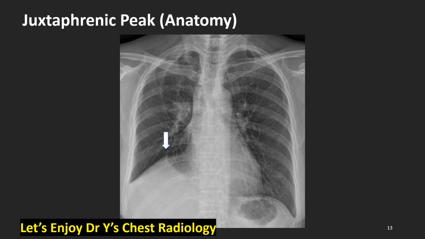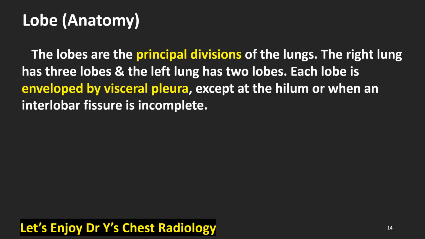Juxtaphrenic peak, anatomy. Arrow indicates juxtaphrenic peak in a right upper lobe lobectomy patient. Lobe, anatomy. The lobes are the principal divisions of the lungs. The right lung has 3 lobes and the left lung has 2 lobes. Each lobe is enveloped by visceral pleura, except at the hilum or when an interlobar fissure is incomplete.